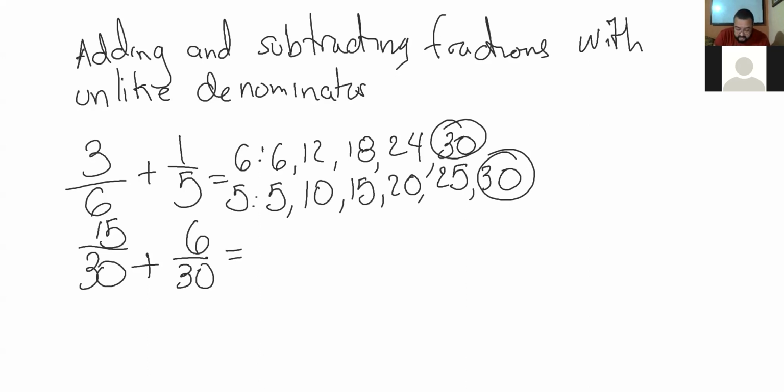As you can see, now we can add and copy the denominator. Here the denominator is 30. So we're going to write 30 and 15 plus 6 equals 21. We can simplify this fraction by dividing by 3. 21 divided by 3 equals 7. And 30 divided by 3 equals 10. The answer is 7/10.